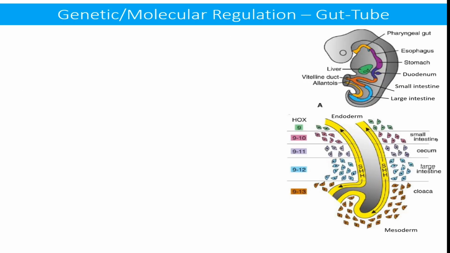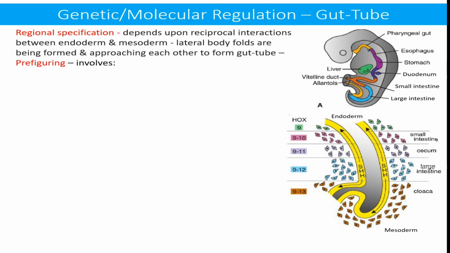Now we come on to the genetic or molecular regulation of the gut tube. The regional specification of the gut tube depends upon reciprocal interaction between the endoderm and the mesoderm present in the wall of the gut tube, and it occurs when the lateral body folds are being formed and approaching each other to form the gut tube. This prefiguring involves, number one, craniocaudal patterning, number two, radial patterning, and number three, luminal formation.